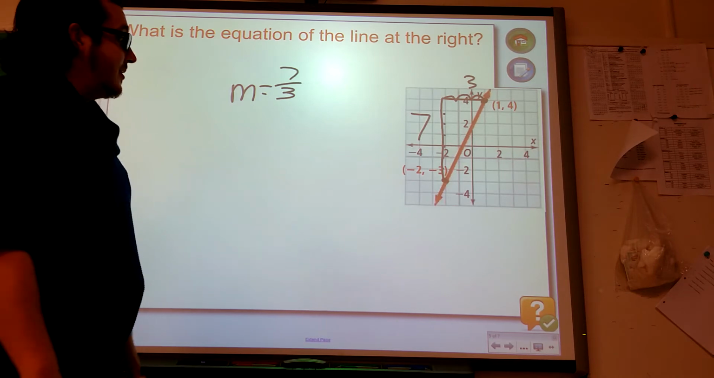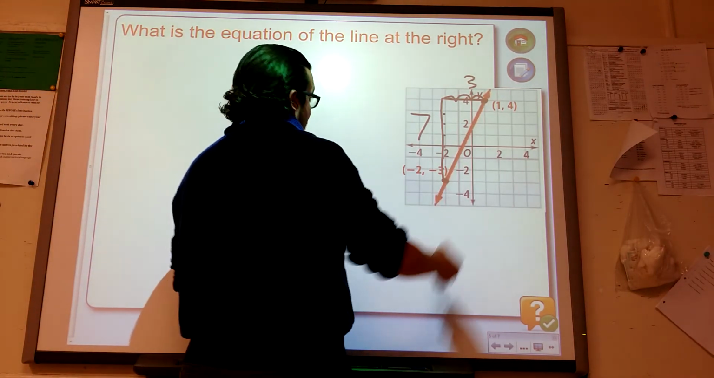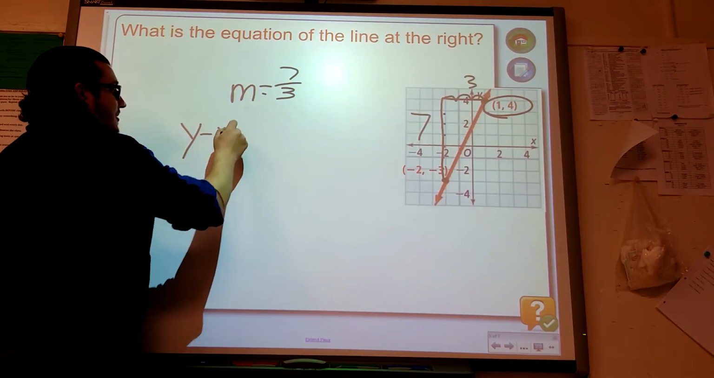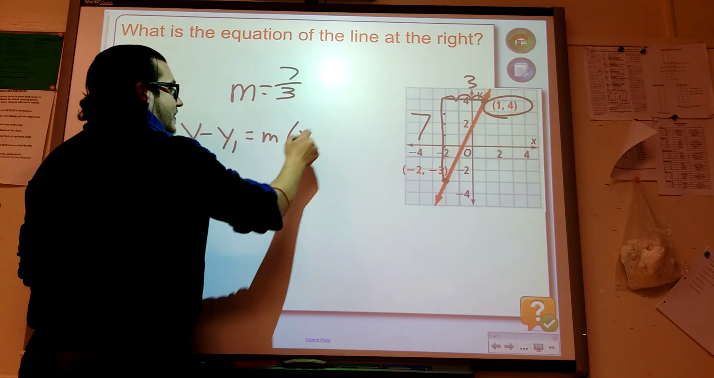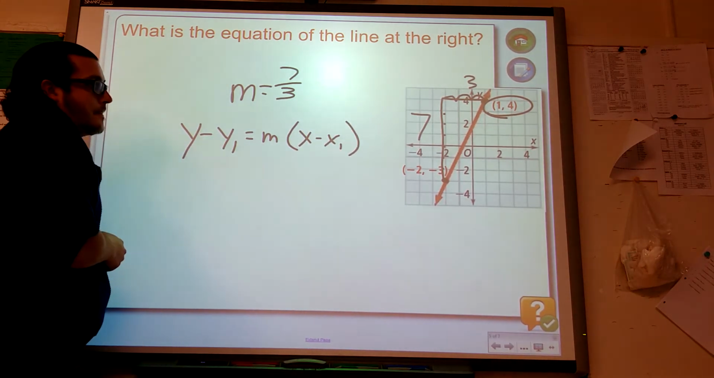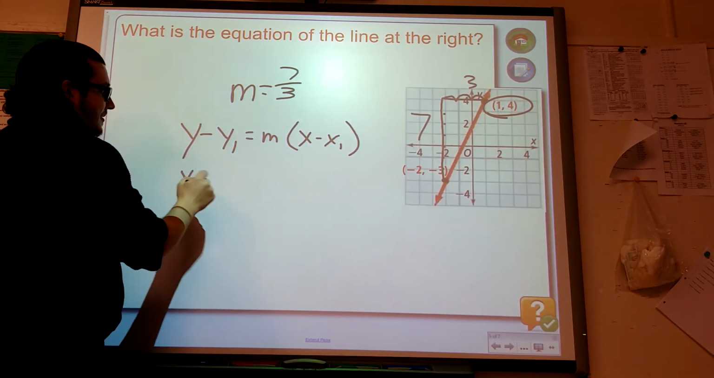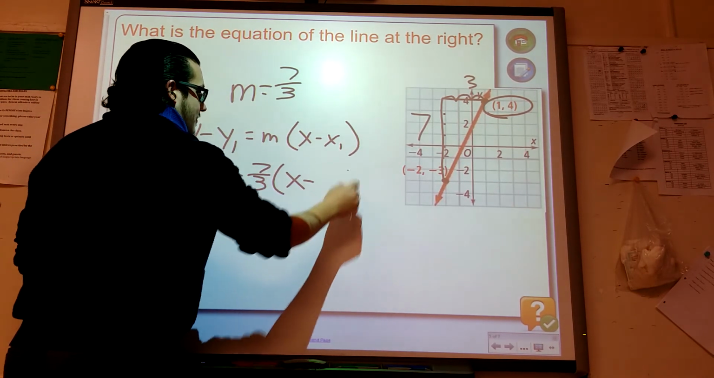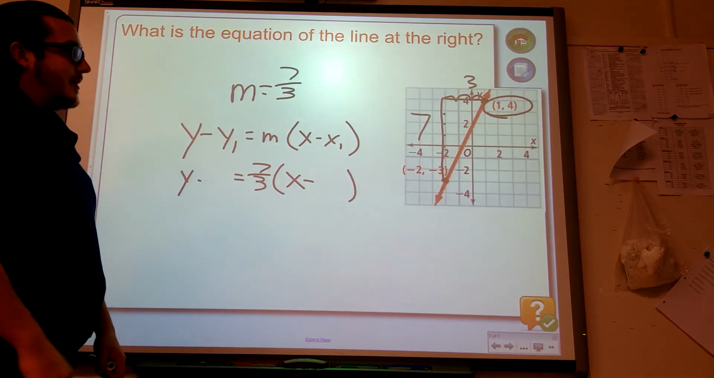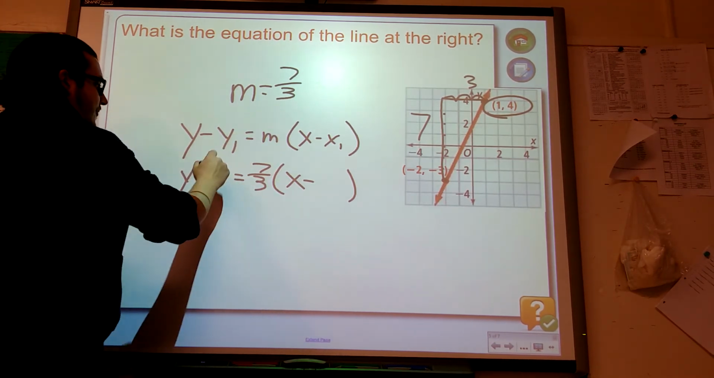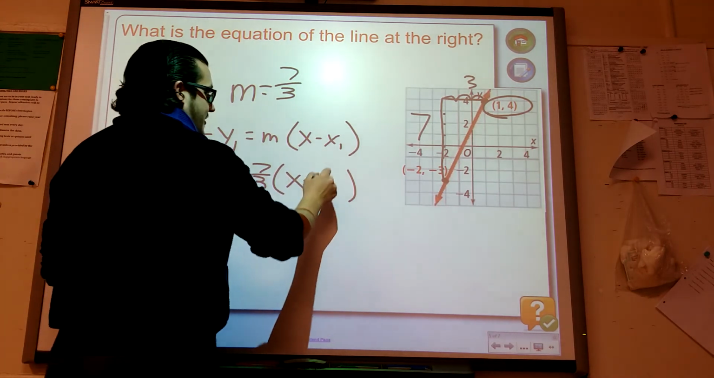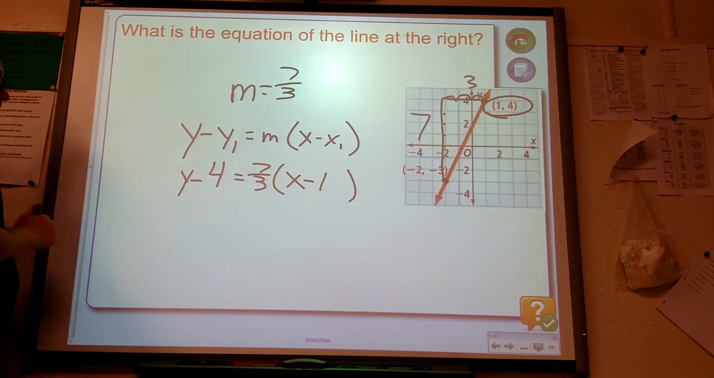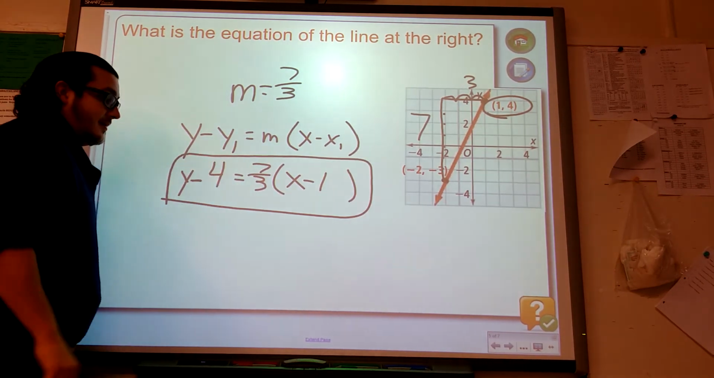Now, we just need to pick a point. Let's use (1, 4). (1, 4) is one of our coordinates. y minus y1 is m times (x minus x1). We said our slope is 7/3. Now we just got to pick our points that we're going to plug in here. Well, we picked (1, 4). 4 is our y, 1 is our x, right? And we have ourselves a lovely equation.